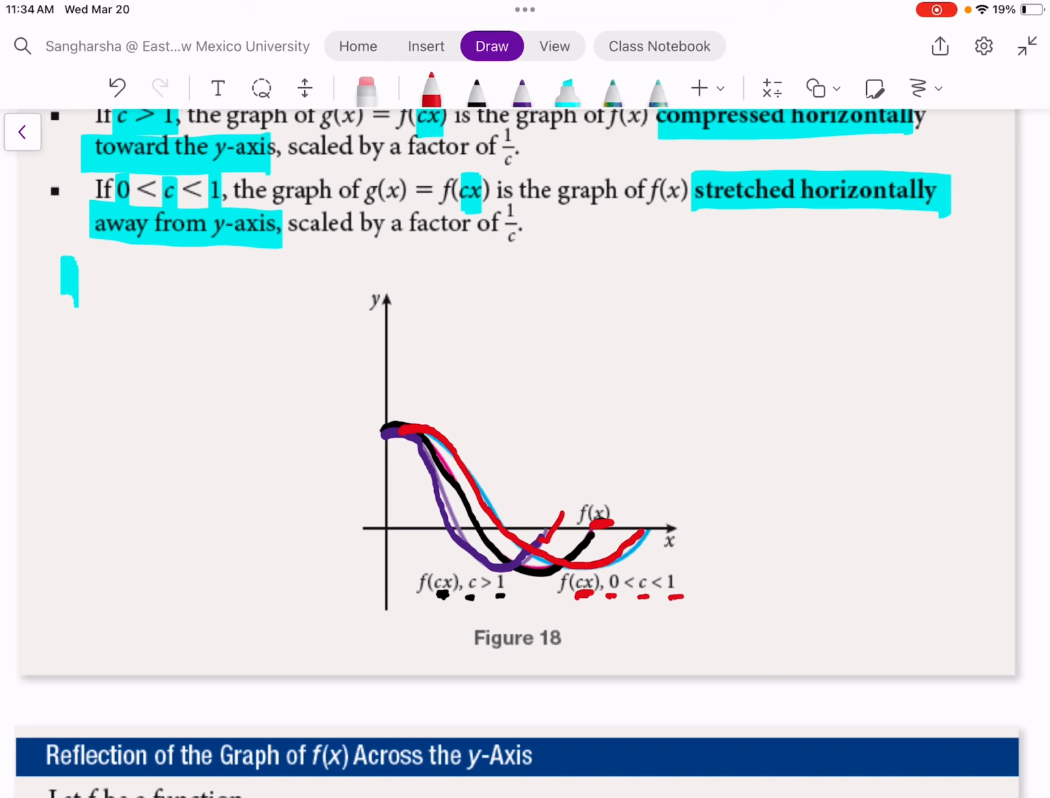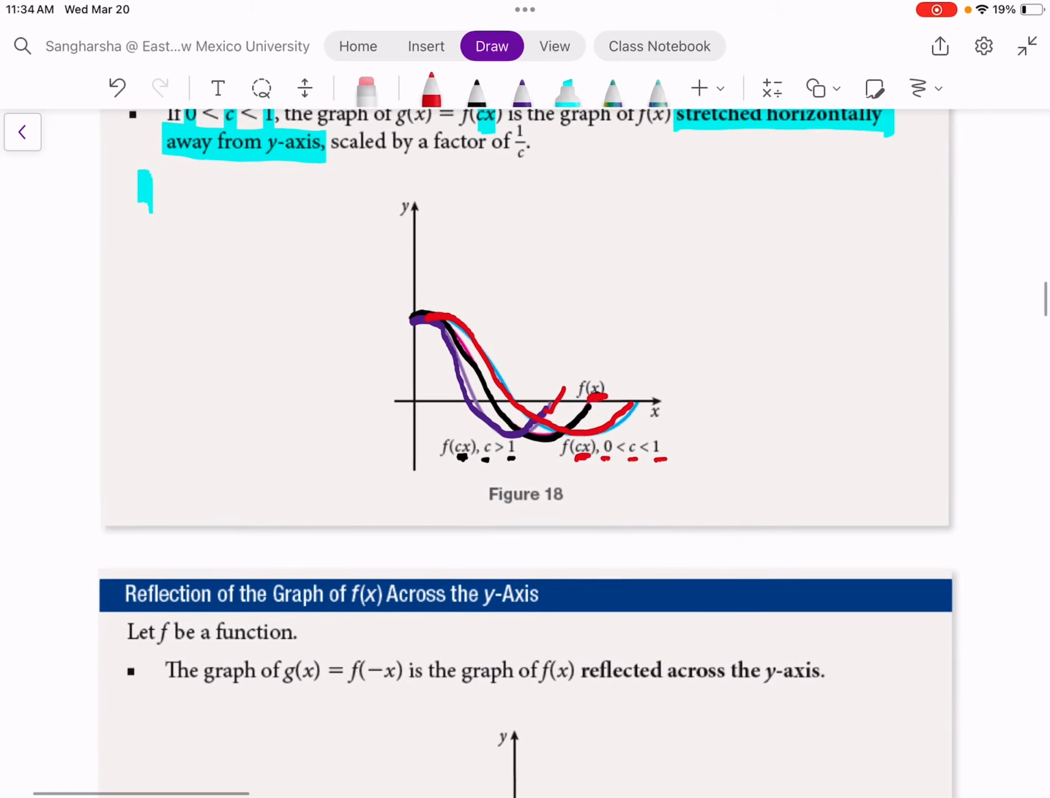If you replace x of a function by c times x and your c is greater than 1, then it is compressed horizontally towards the y-axis. If you replace x by c times x and your c is in between 0 and 1, then your graph is stretched horizontally away from the y-axis.